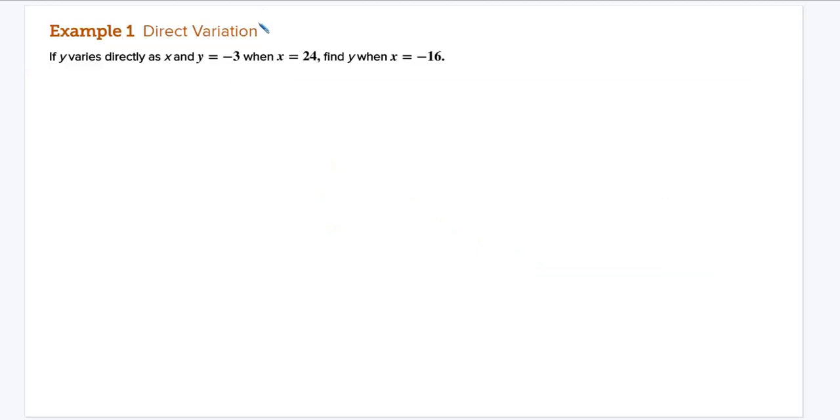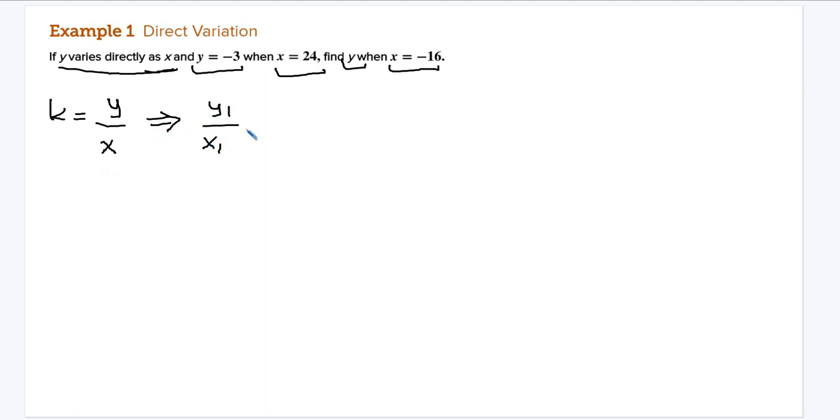So let's see the first question on page 487. It says y varies directly as x, and when y is negative 3, x is 24. What is y when x is negative 16? Remember, if it says direct variation, we can use y is equal to kx, or the other one that we will use more, k is equal to y over x. Which means the ratio of the first quantities, y1 over x1, should be equal to the ratio of the second quantities, y2 over x2. That's the idea, the ratio. Okay, so this is what we will do, nothing else.